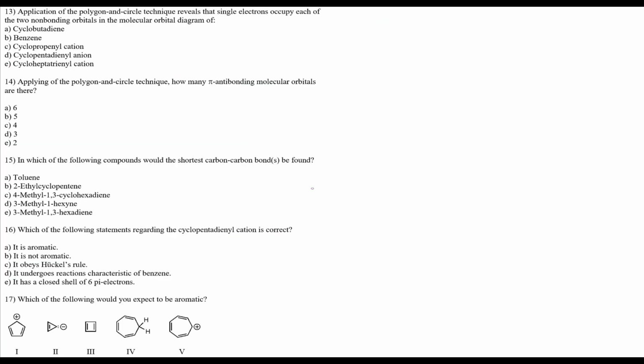I know this is kind of weird, but I want to do number 14 first before I explain number 13, because number 14 is going to do kind of like the groundwork and lay the foundation for understanding. So applying the polygon and circle method, also known as the Frost circle method, how many pi antibonding molecular orbitals are there? Well, we're going to have to assume, and this is why I don't really like the question, we're going to have to assume that we're working with benzene, okay? We're working with benzene. So here's my benzene.